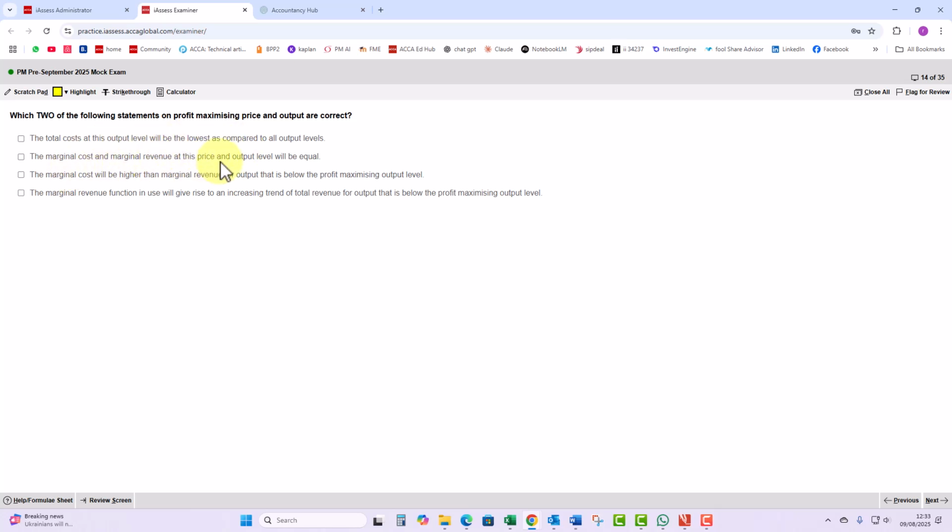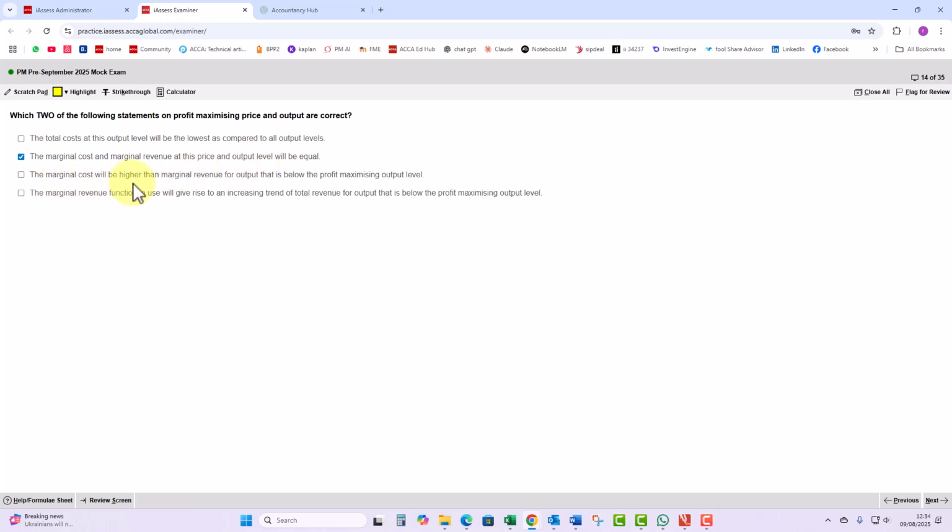Marginal cost and marginal revenue at this price and output level will be equal. When we're doing optimum pricing calculations, that's one of the key steps to remember, that marginal cost equals marginal revenue at the optimum output, which also correlates to the optimum price.